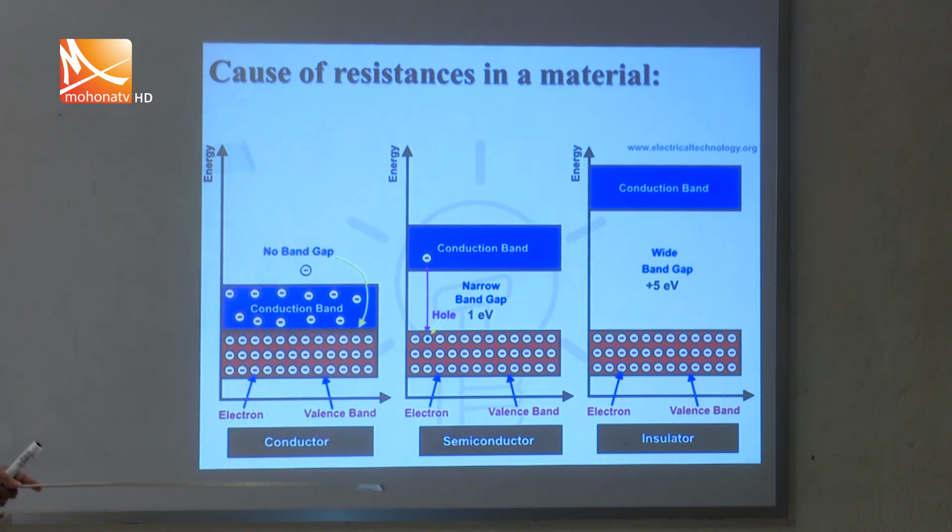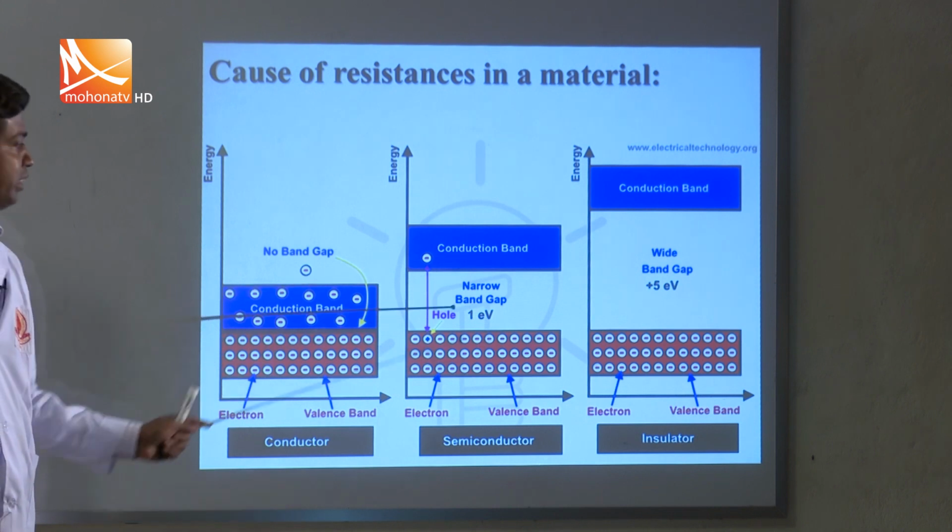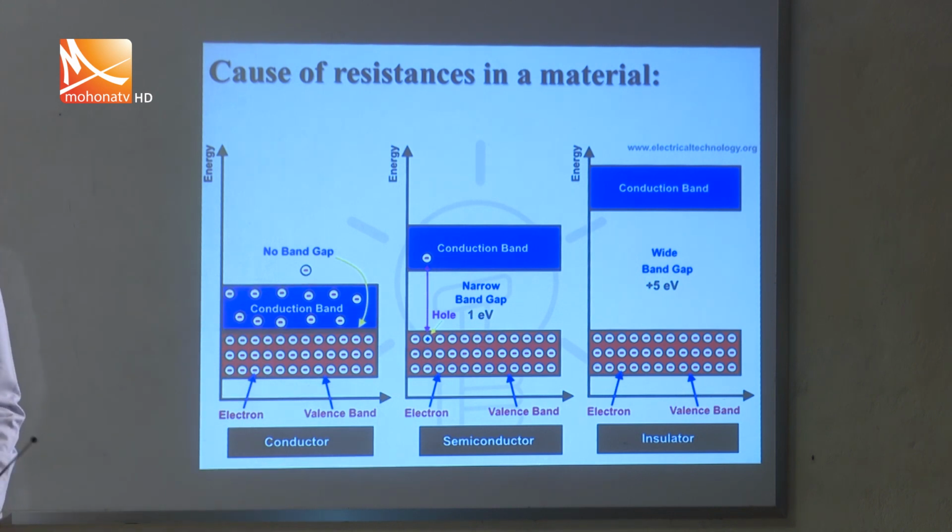For your information, this is explained by band theory. You will learn band theory in chapter 10, semiconductor and electronics, but I am interested to describe this here in a simple way. In a conductor, the valence band and conduction band are in overlapping form. So when temperature increases, the electrons make more collisions, for which the resistance increases.